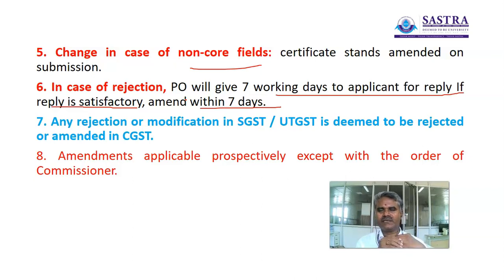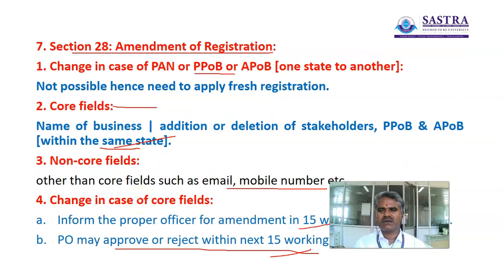Okay. Any rejection or modification in SGST, UTGST is to be rejected or amended in CGST also. Once you want to make a change in SGST, your CGST is also changed because they are based on CGST only. Both are interconnected and interrelated. Amendments are applicable prospectively except with the order of the commissioner. These are all the points you have to keep in your mind as per Section 28.